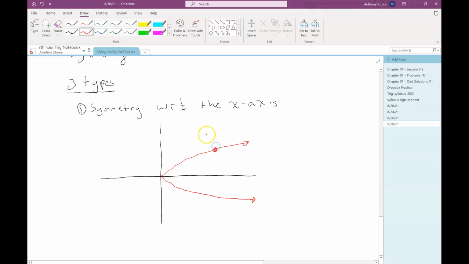So what that visual implies is that if I have the point (a, b), I also have to have the point (a, negative b). If I have a point that's above the x-axis, I have to have that same point reflected across the x-axis, right below it. Is that okay? Or even more generally, what we're saying is that f of x is equal to negative f of x.